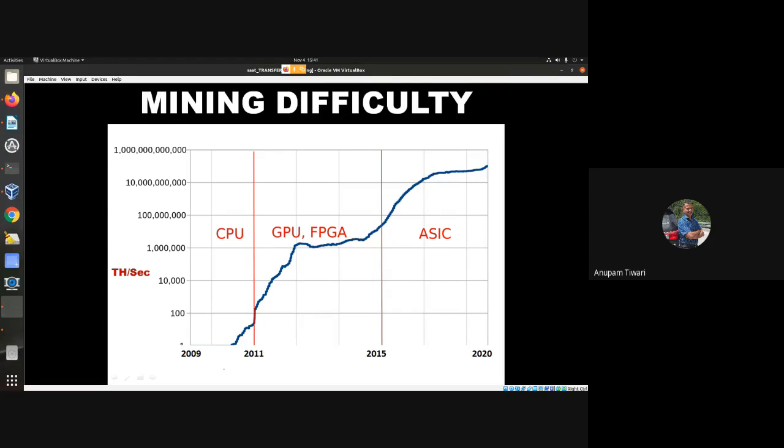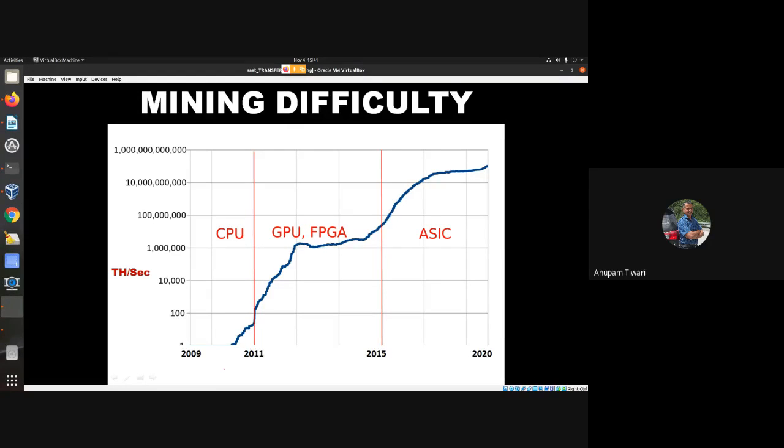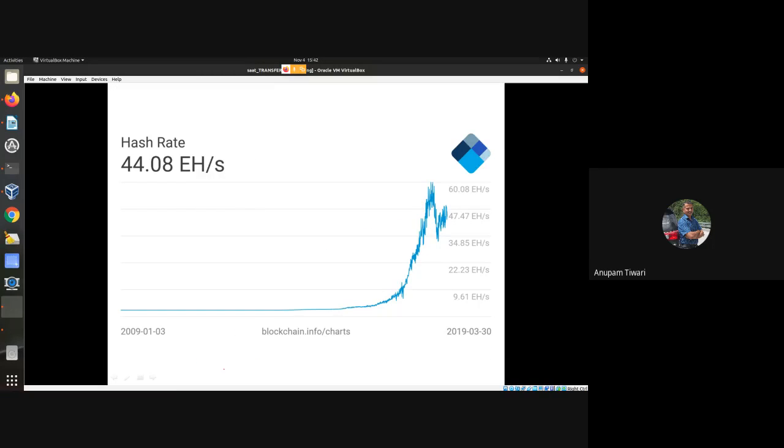In 2009, the difficulty level of finding that nonce, of prefixing those zeros, was achievable at the level of a CPU, until 2010-11. Had you been mining in 2010, had you known there is something called Bitcoin, you would have been a millionaire or billionaire by now, because at that time a CPU could mine. Thereafter, from 2011 till 2015, GPUs and FPGAs, field programmable gate arrays, came. After 2015, these failed because of the rising difficulty level, so miners converted to ASICs, application specific integrated circuits. What they look like, we'll see in a little detail. As of date, the hash rate is 60 exahashes per second.